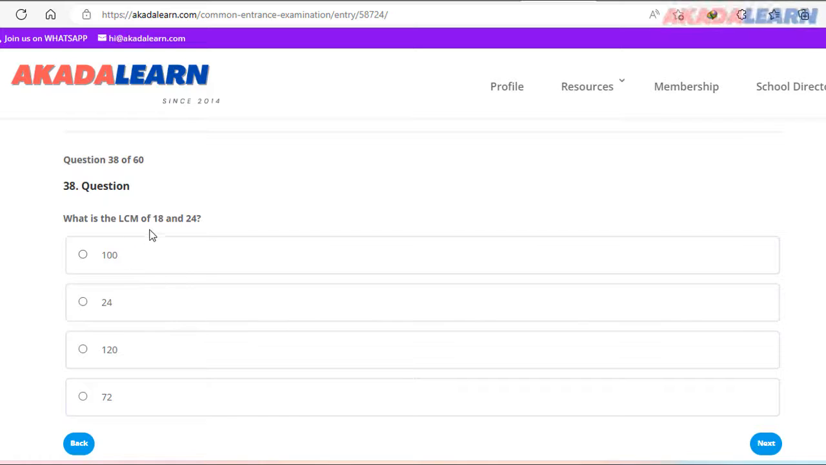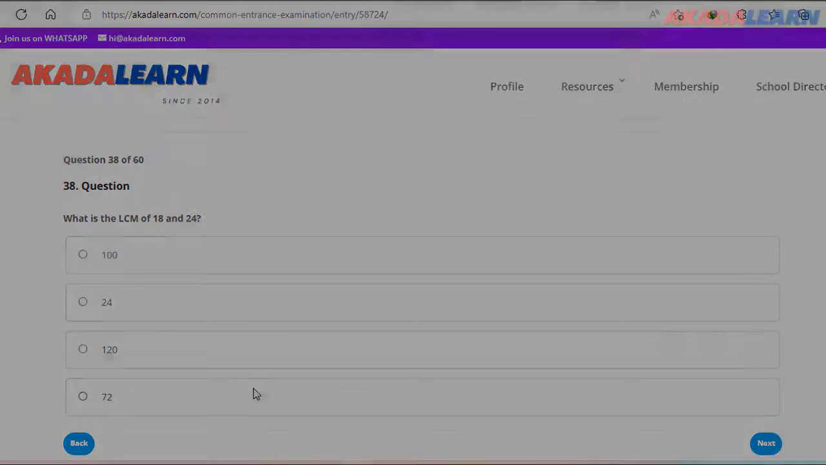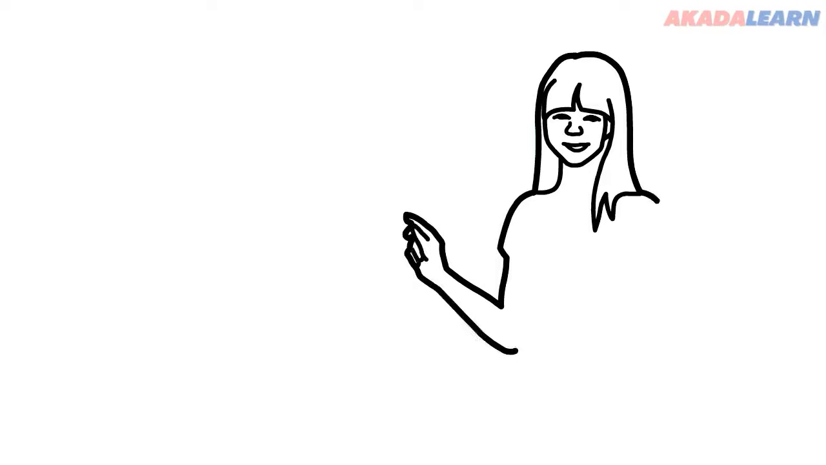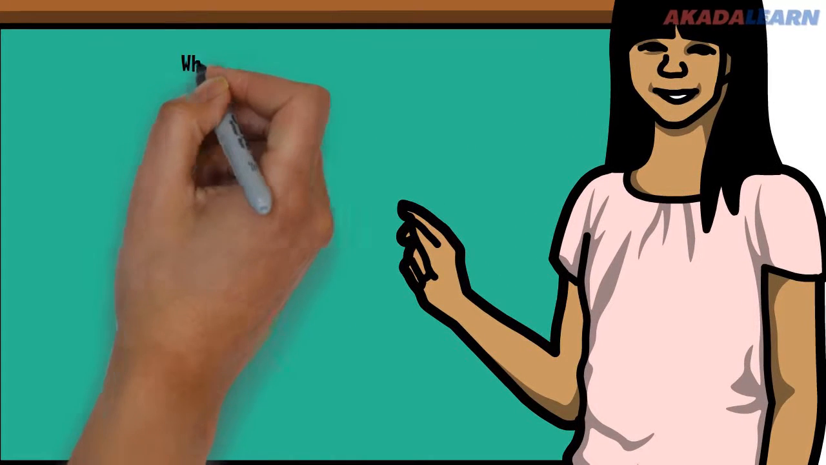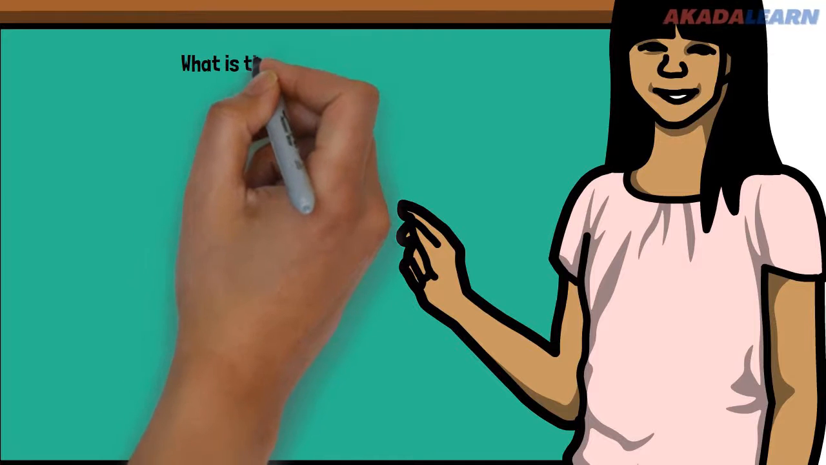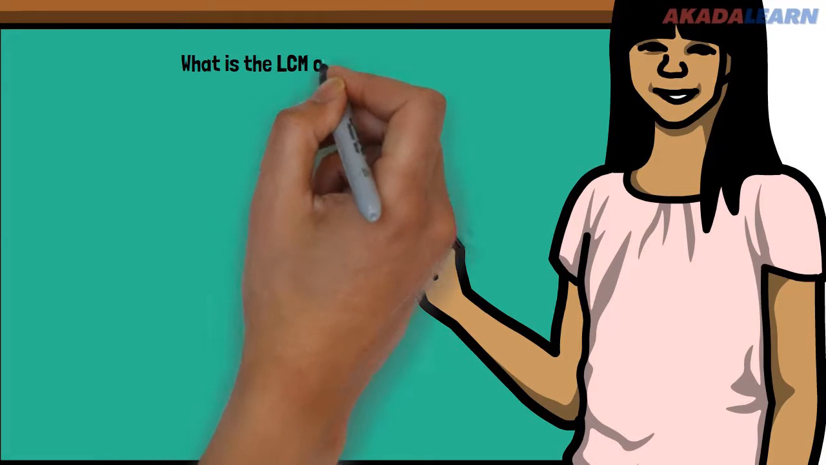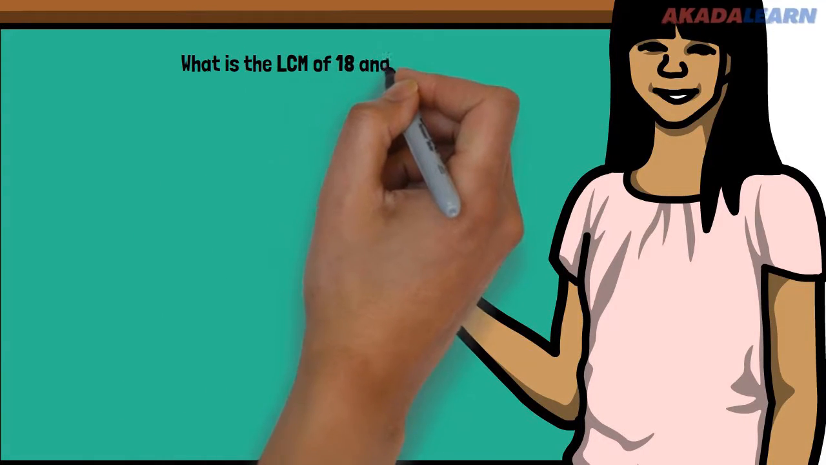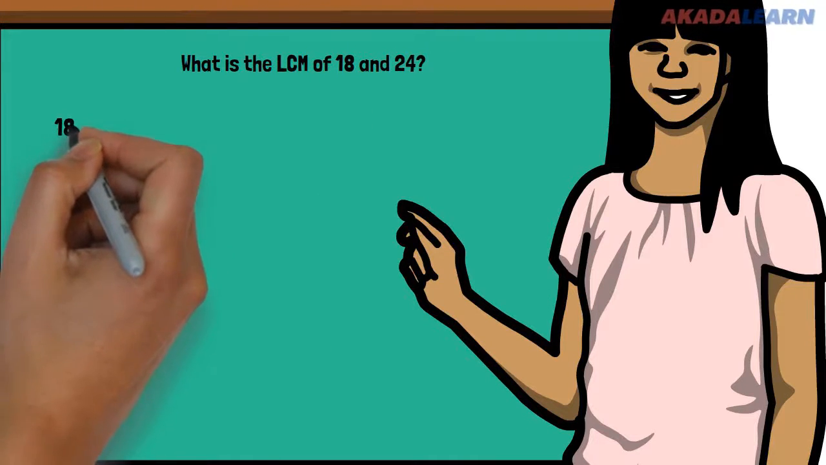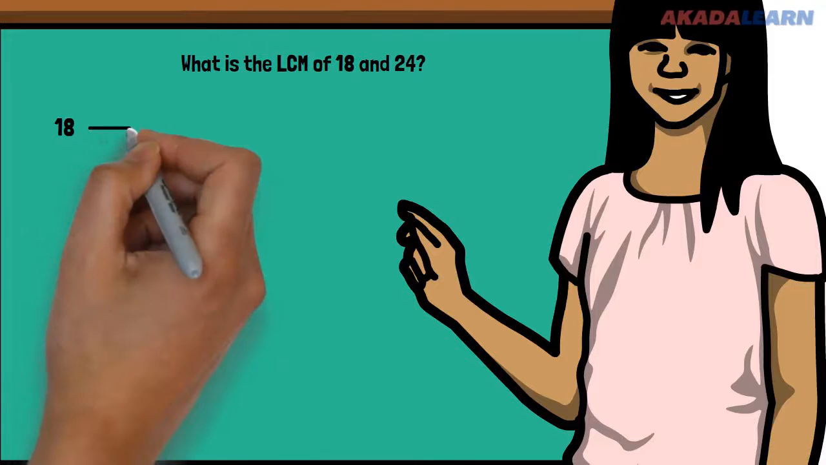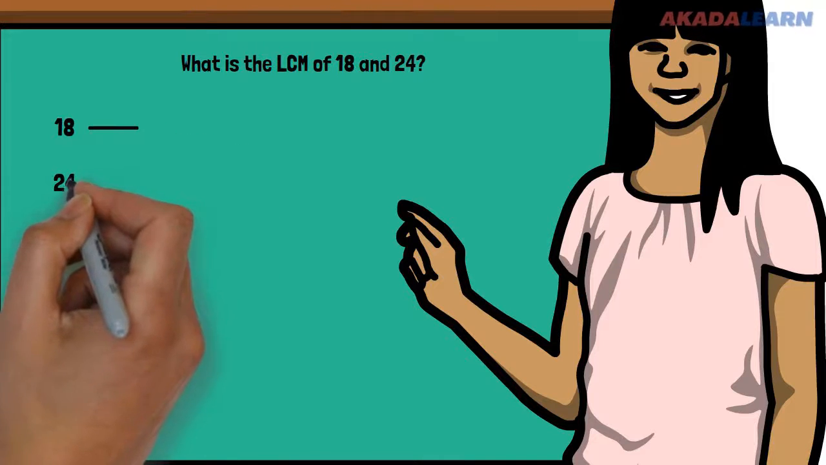What is the LCM of 18 and 24? So over to our video to see how the answer comes about, what the solution is. So the question is, what is the LCM, that's the lowest common multiple, of 18 and 24? All right, so let's go 18 and then of course 24.